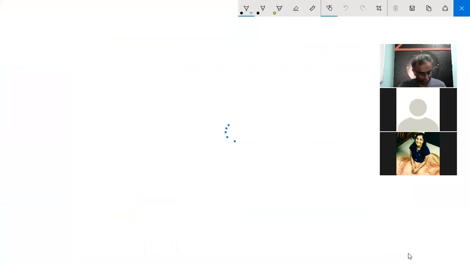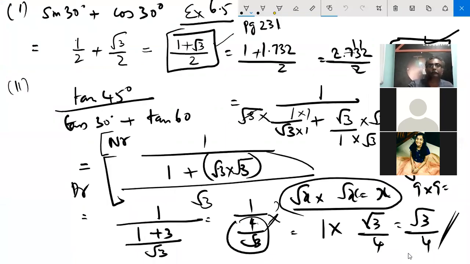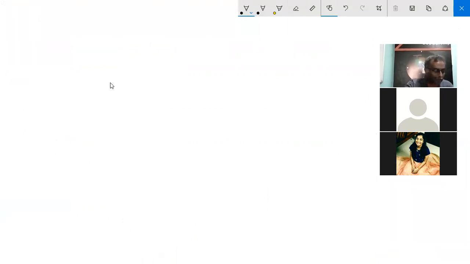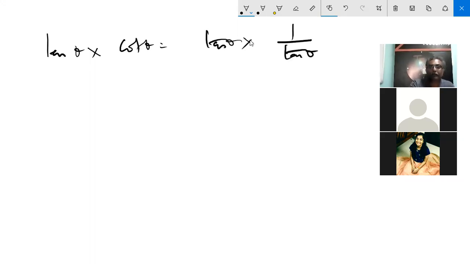Second sum says tan 60 into cot 60. You don't have to find tan 60 or cot 60 at all. Tan theta into cot theta is what? Tan theta into 1 by tan theta. So tan theta will cancel. You will always get one as the answer. But let us not do it like that. We'll do how much is tan 60?